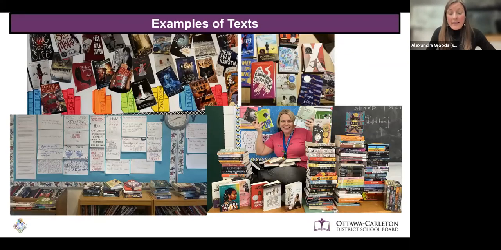So here are some texts that students are actually reading right now in grade 9 classrooms in the OCDSB. And you'll notice that the texts reflect multiple identities. Having texts that reflect students' identity and interests is really a priority for teachers in the OCDSB. So yeah, a variety of texts there.